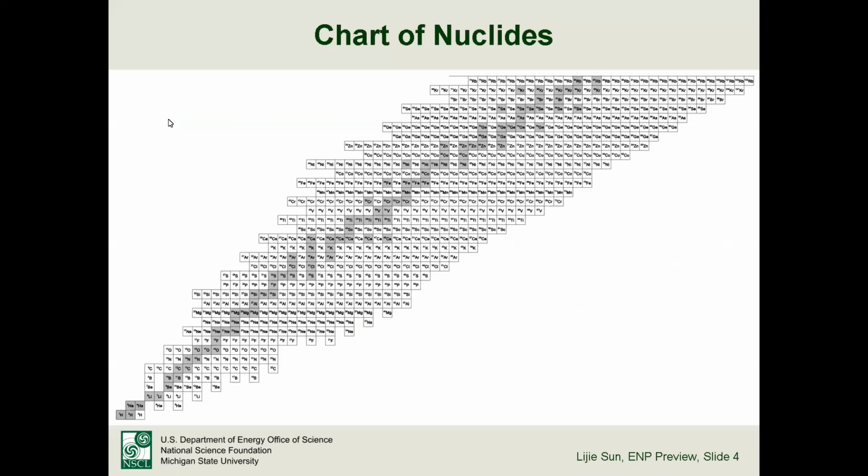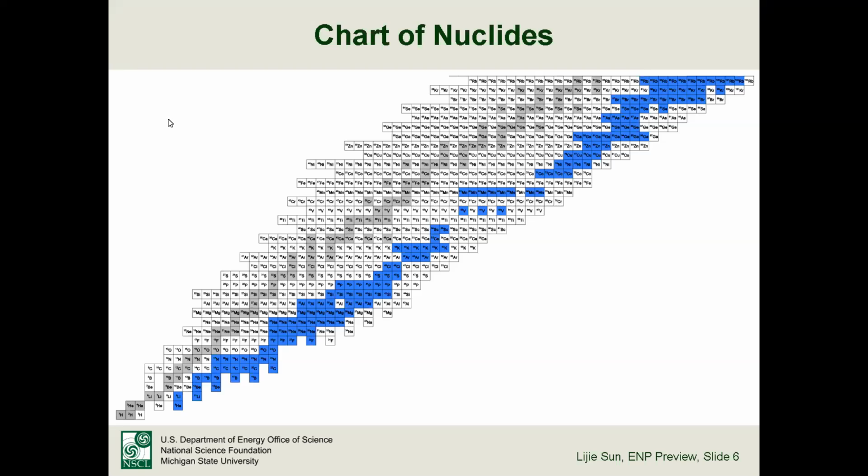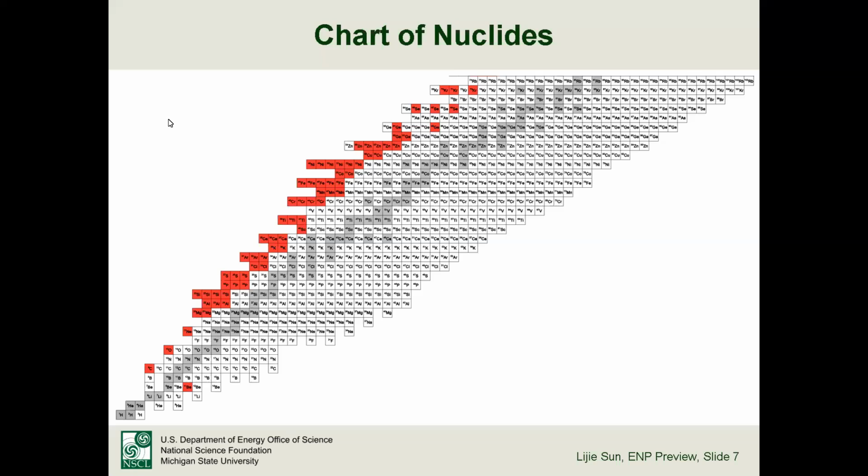To get started, let's take a look at the chart of nuclides. And we all know most radioactive isotopes on this chart decay by a process called beta decay. Nuclei near the neutron drip line with large Q values for beta minus decay and low neutron separation energies often decay by beta-delayed neutron emission. And similarly, nuclei near the proton drip line with large Q values for beta plus decay and low proton separation energies often decay by beta-delayed proton emission.